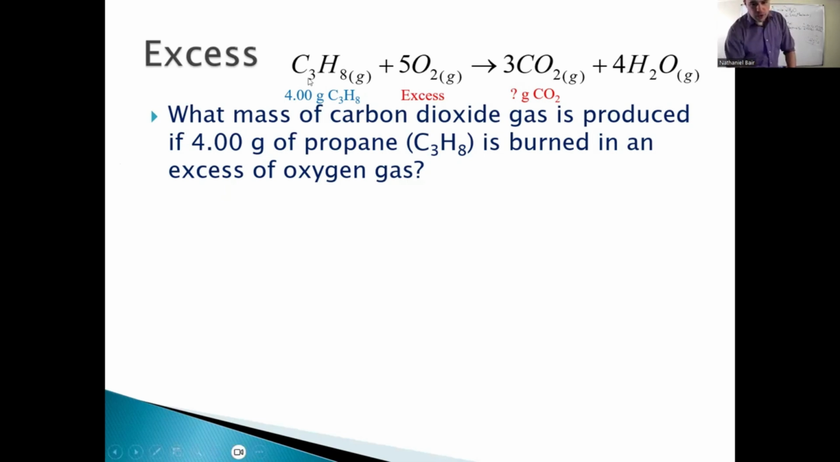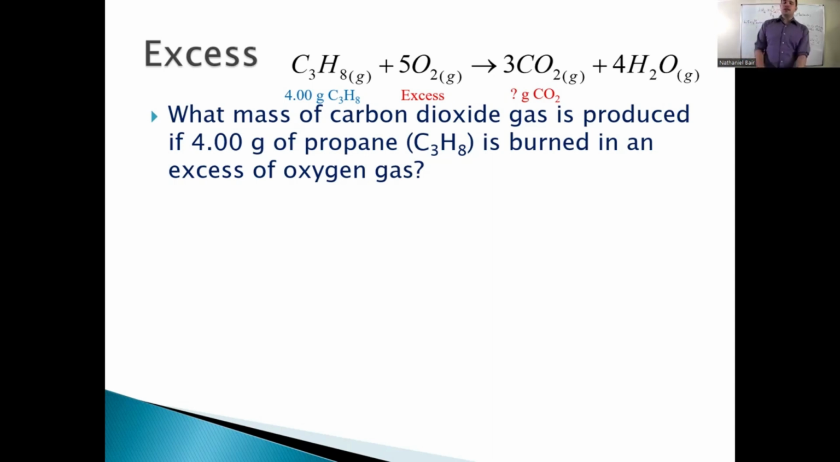Anybody? Single replacement? Nope, not double replacement. It's combustion. So it's a hydrocarbon reacting with oxygen, making carbon dioxide and water, right? So there's some good review. Make sure you look over those 5 types of chemical reactions again. But let's say we got this combustion reaction.